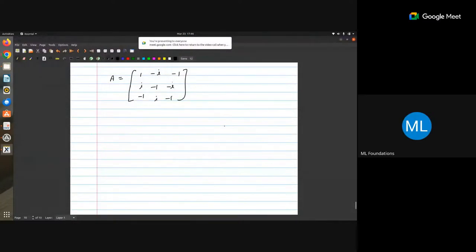Okay, unitary diagonalization. So how to approach this? The definition is what? Schur's theorem: a matrix A is unitarily diagonalizable if there exists a unitary matrix U such that U inverse AU, or U star AU, is a diagonal matrix, right? Can you just repeat the question once? Did you want to find a diagonal matrix or the unitary diagonalization of A?